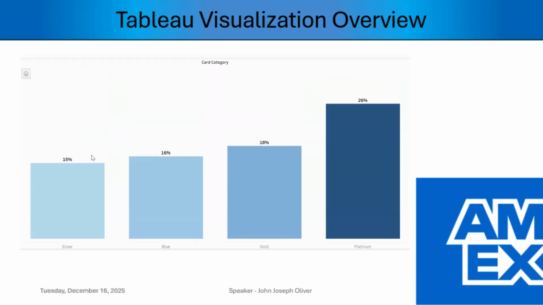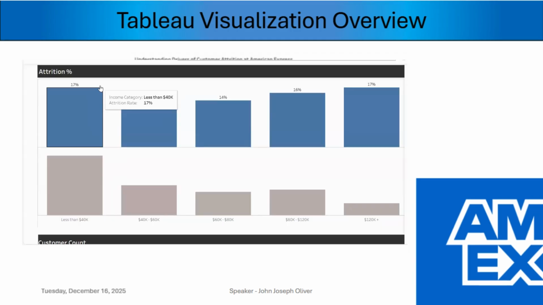For our first visualization, we have a bar graph showing attrition rate by card category. The card categories that we have are silver, blue, gold, and platinum. As we move from lower end models such as silver to a higher end model such as platinum, we see that the attrition rate gradually increases. This suggests that income level is a meaningful predictor in churn behavior.